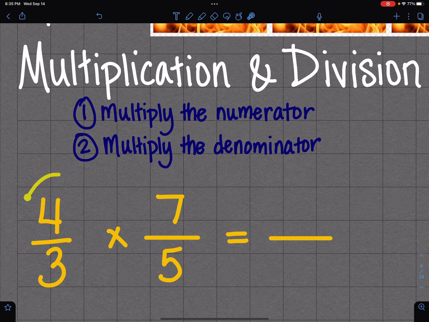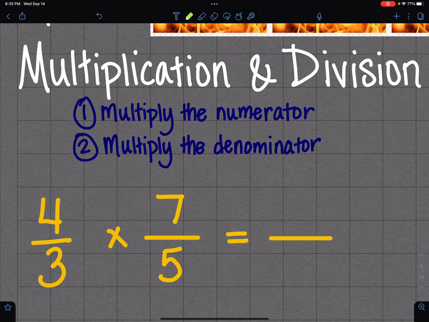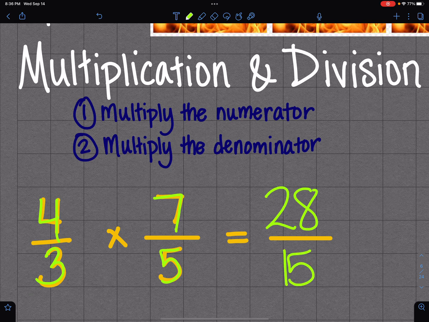So if we're multiplying 4 over 3 times 7 over 5, then what we're going to do is multiply the numerators. So 4 times 7, and we get 28. And then you multiply the denominators, 3 times 5, and you get 15. And then you might think that you are completely done with this problem, but you're not completely done because you can simplify this.